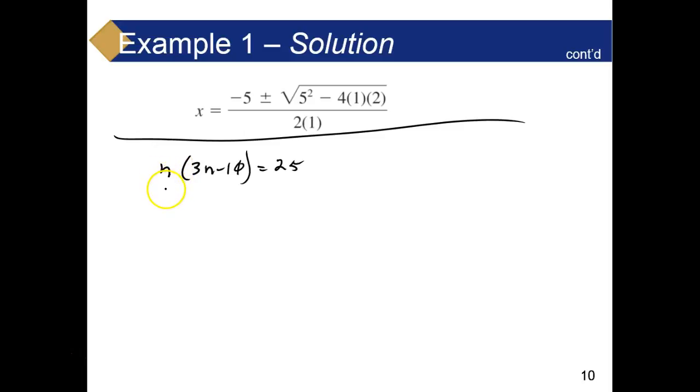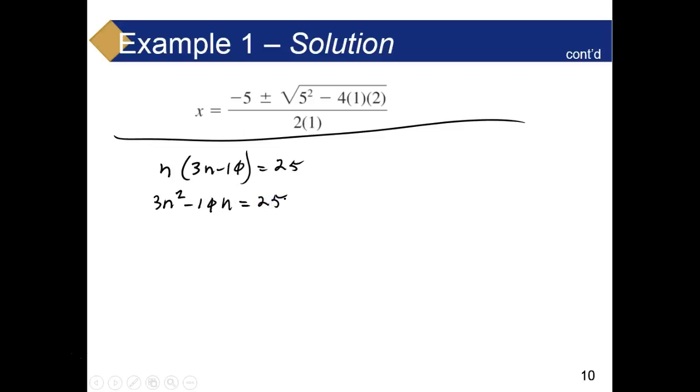Say again? I can't hear. Distribute. Okay, right. I'm sorry, I can't hear. That's 3n squared minus 10n equals 25.